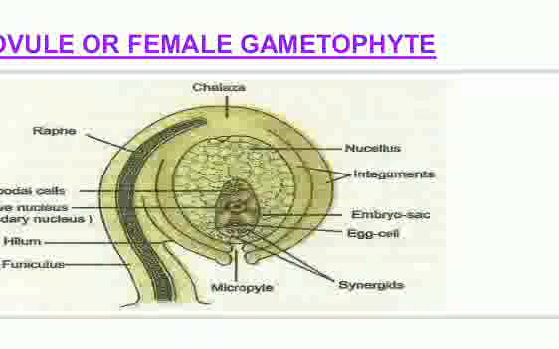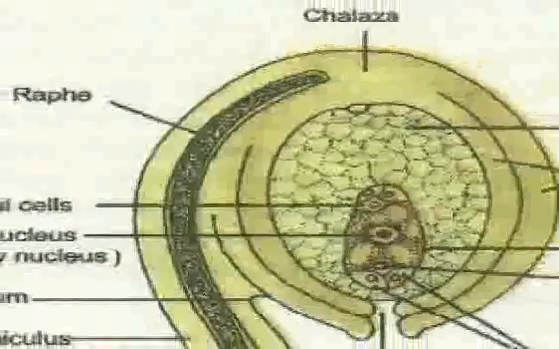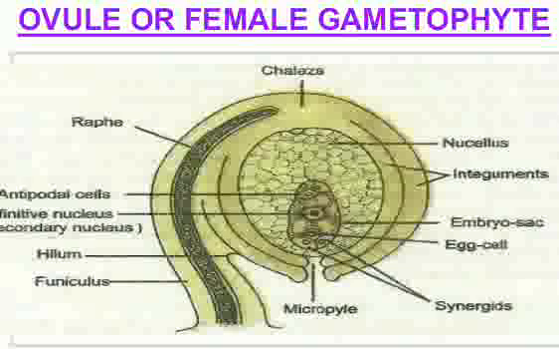The placenta, as I told you just now, you can see in this figure. The placenta is a ridge of tissue, a parenchymatous mass in the inner wall of the ovary to which the ovules are attached. The manner in which the placentae are distributed in the cavity of the ovary is called placentation, that is, the arrangement of the ovules within the ovary. Each ovule is attached to the placenta by a slender stalk called the funiculus.